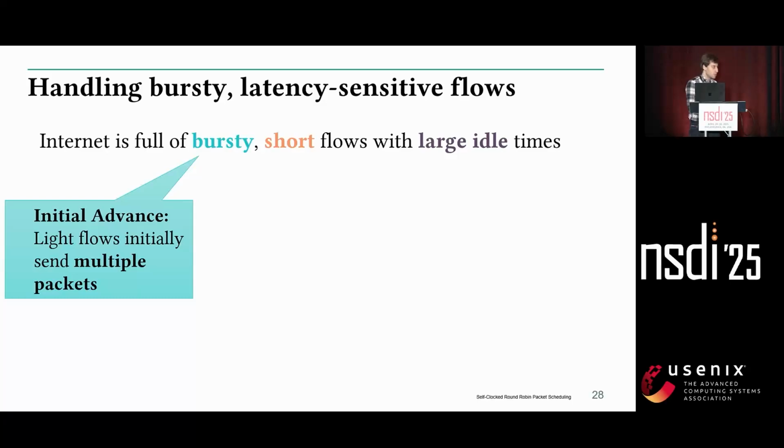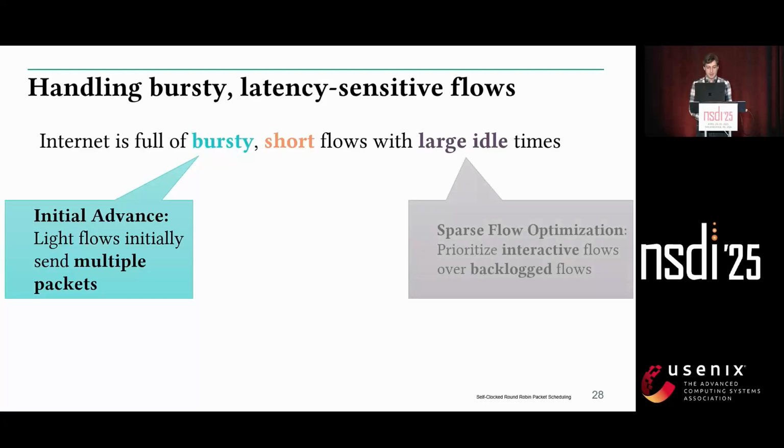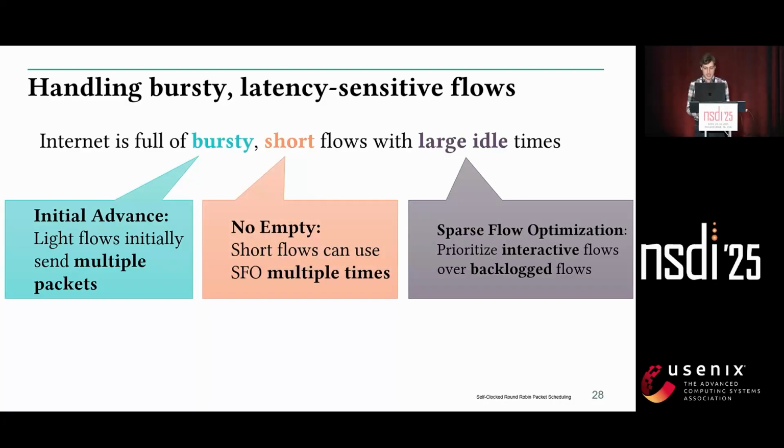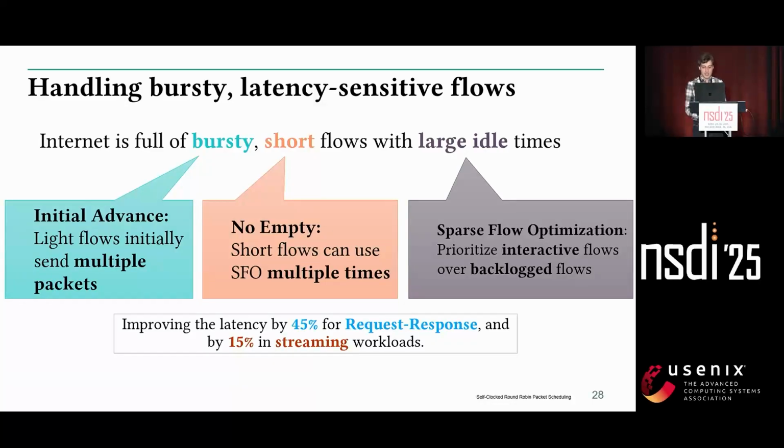We also introduced 2 more enhancements to boost the performance of latency-sensitive flows. The sparse flow optimization that uses 2 separate lists for new flows and backlogged flows in the scheduler, and the no-empty optimization that offers a much simpler and more efficient implementation of the sparse flow optimization, specifically targeting short flows. These enhancements do not require any per-packet metadata and are shown to improve the latency of short bursty flows by 45% for request-response workloads and 15% for streaming workloads in a fully backlogged scheduler.